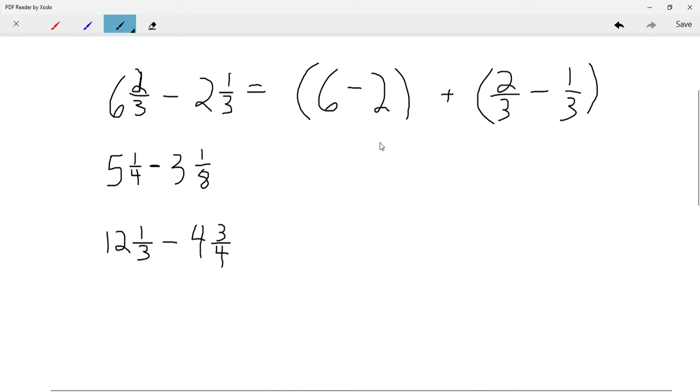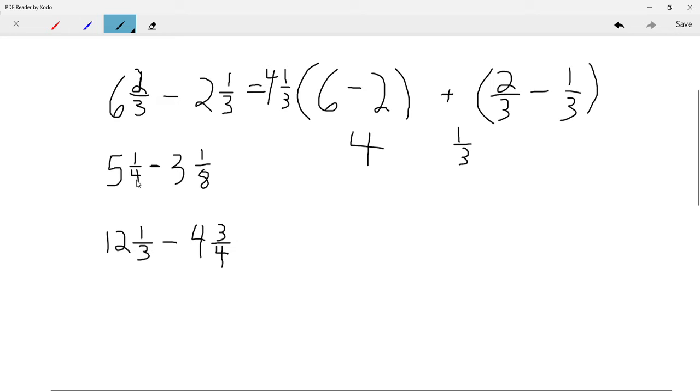But really, we're doing 6 minus 2 would be 4, and then 2/3 minus 1/3, 2 minus 1 is 1. So that would just be 4 and then 1/3. So the answer is just going to be 4 1/3.